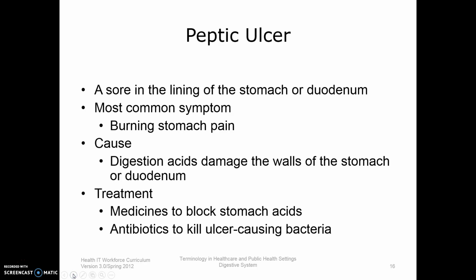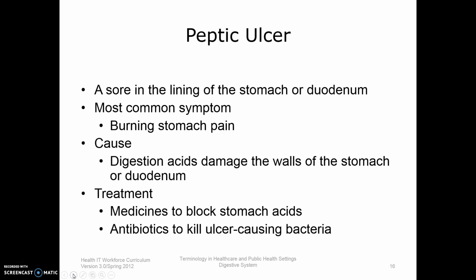Now that we know a little bit about the digestive process, let's focus on the various conditions that might affect this body system. The first condition of the digestive system that we'll discuss is peptic ulcer. A peptic ulcer is also referred to as a gastric ulcer or stomach ulcer. A peptic ulcer is a sore in the lining of your stomach or your duodenum. Remember that the first part of your small intestine is called the duodenum.